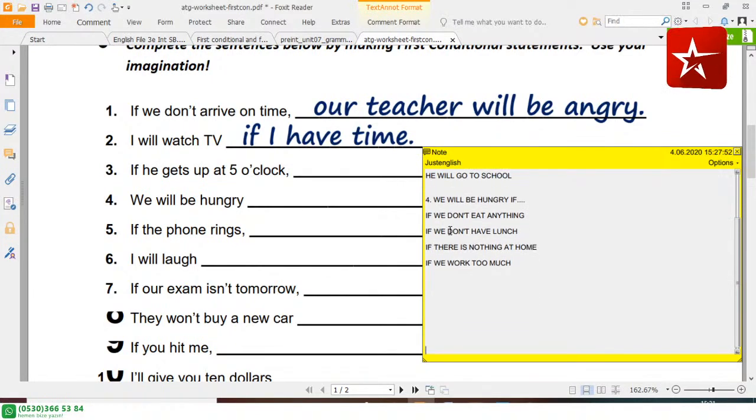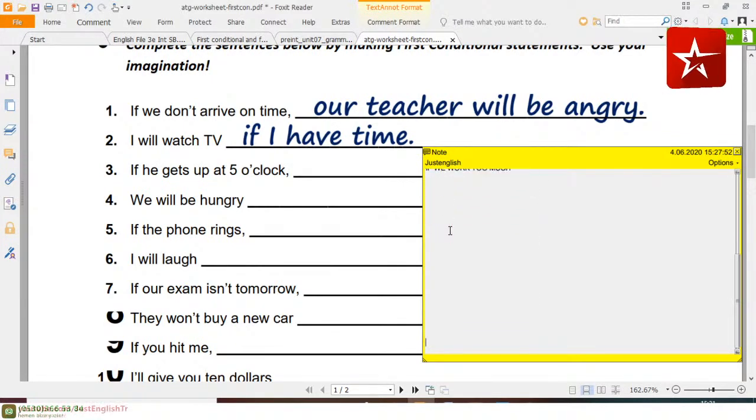And let's continue with number 5. Number 5, if the phone rings, if we do too much exercise. Yes, that's the correct answer. If we do too much exercise. Thank you, Ebru, for your wonderful answer.